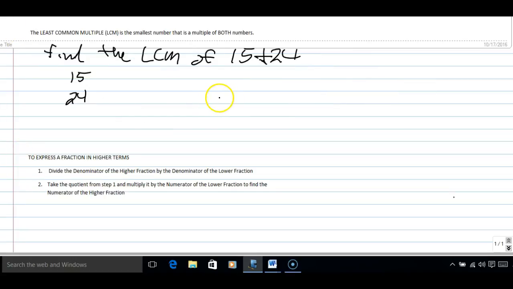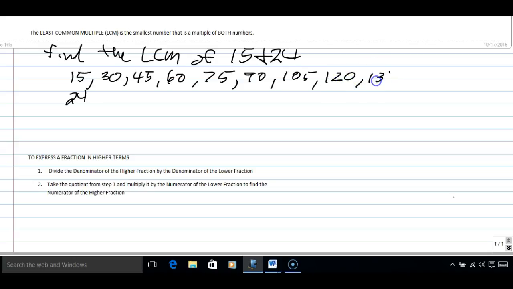Here I will find the LCM of 15 and 24. So again, I'm just going to make a list, and I'm going to look at multiples of 15. And the list is going to be fairly extensive. So just keep adding 15. 15 and 15 is 30. 30 and 15 is 45, 60, 75, 90, 105, 120, 135, 150, 165, etc.